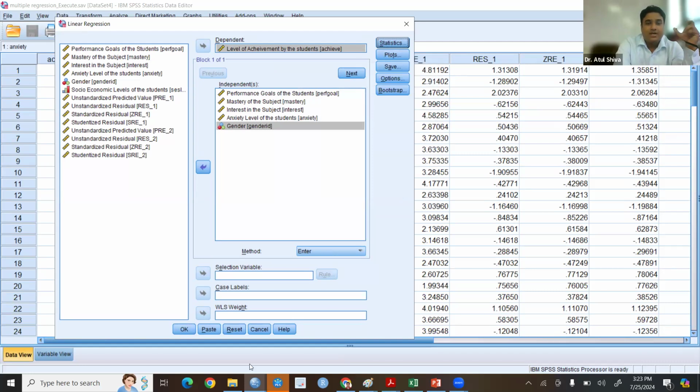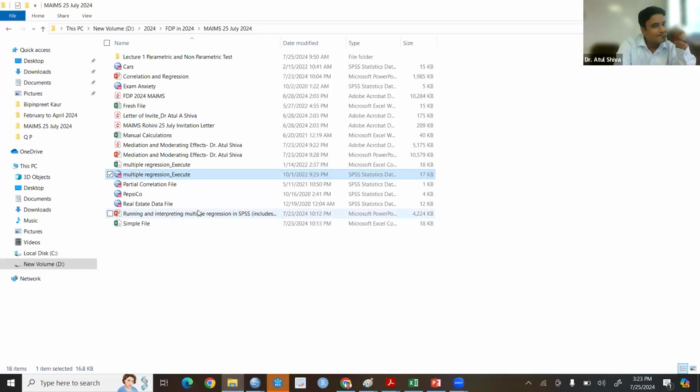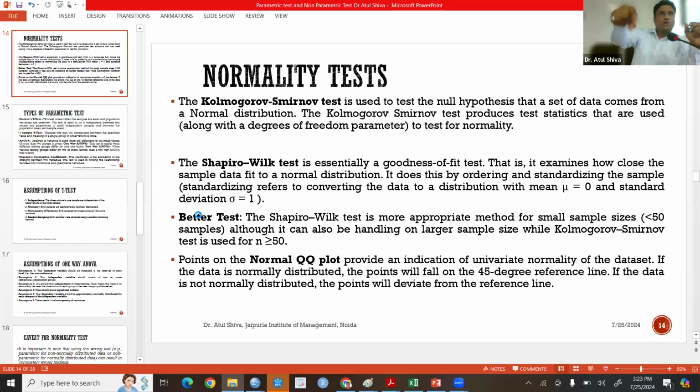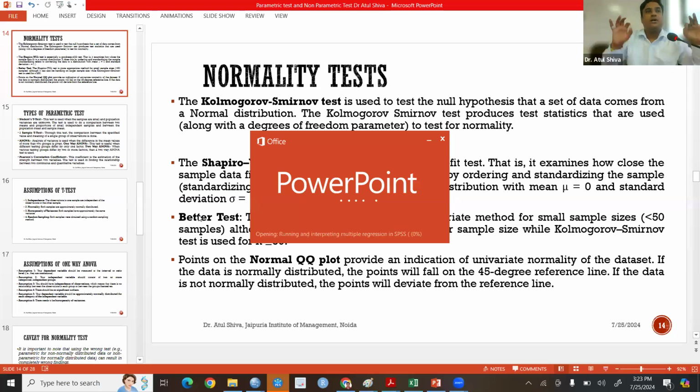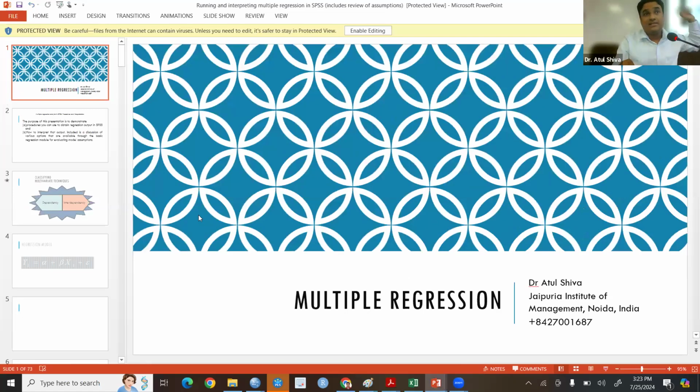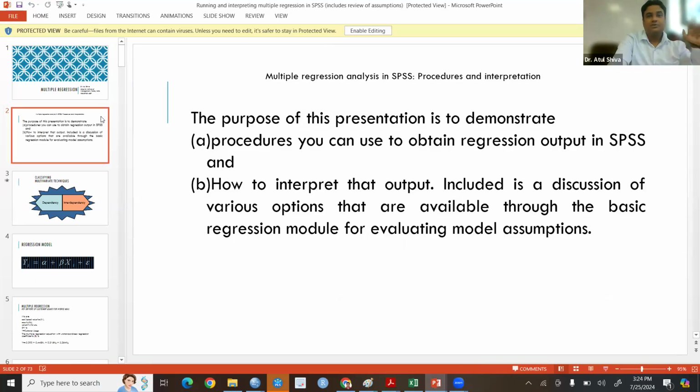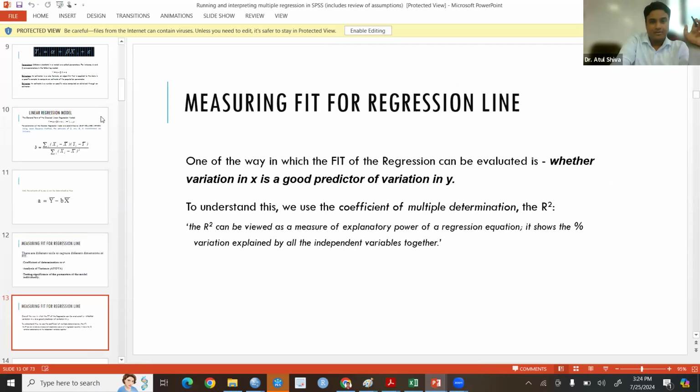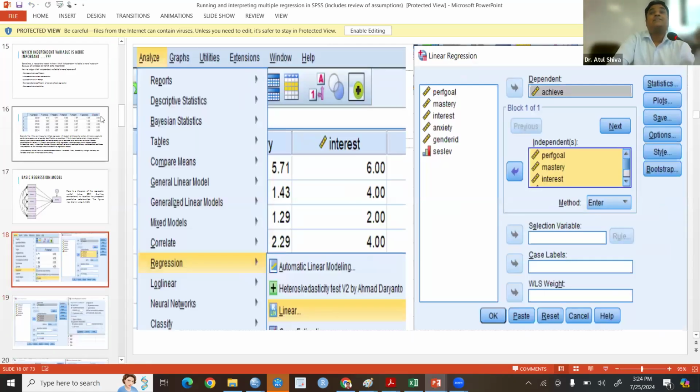In plots, I have given you a PPT on running and interpreting multiple regression in SPSS. These options, which I am telling you now, I have made a screenshot of every box and given in this PPT. All the screenshots I have applied here. So you can see, for example, where is the regression? This is the screenshot showing what to put under the dependent variable and what to put under the independent variables.